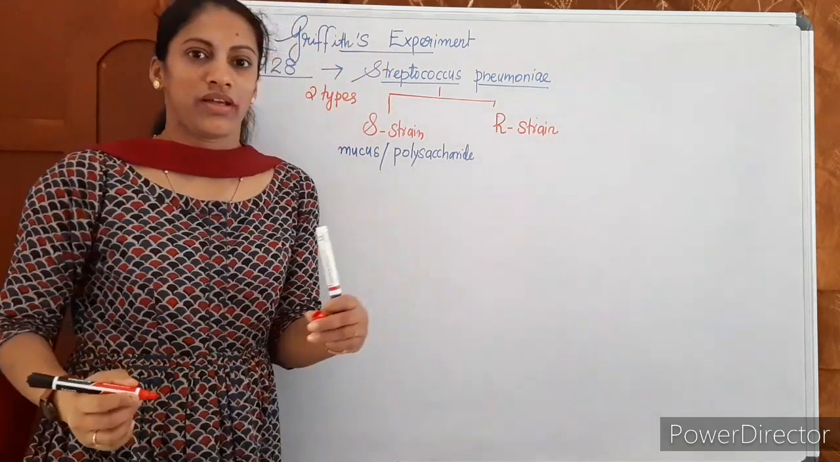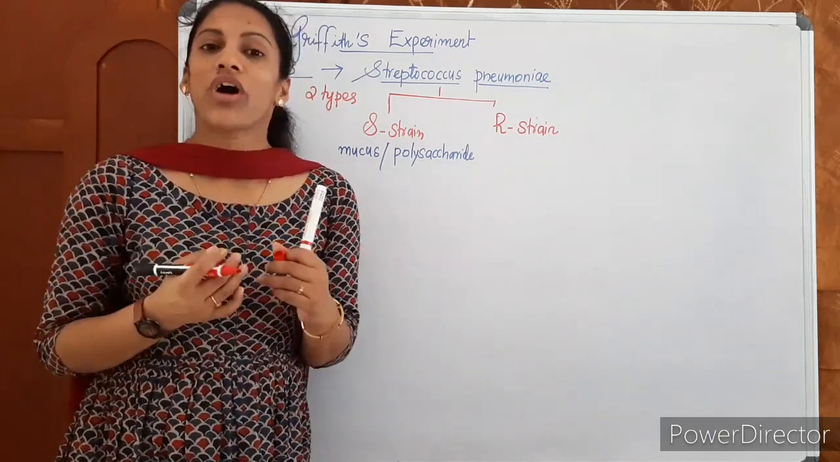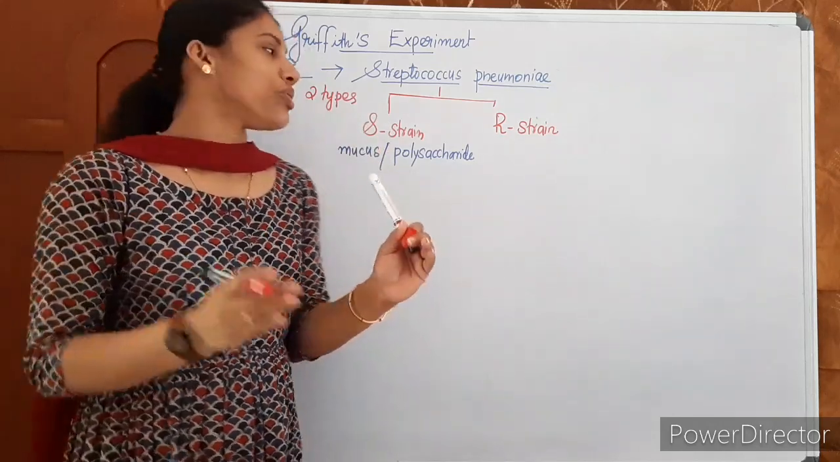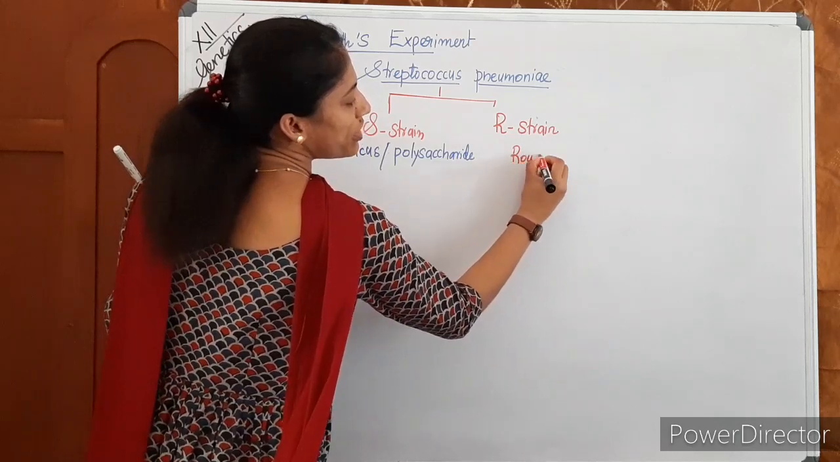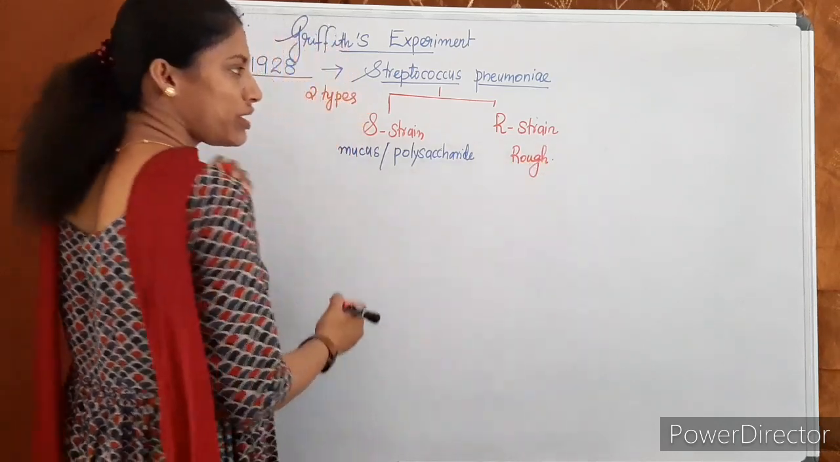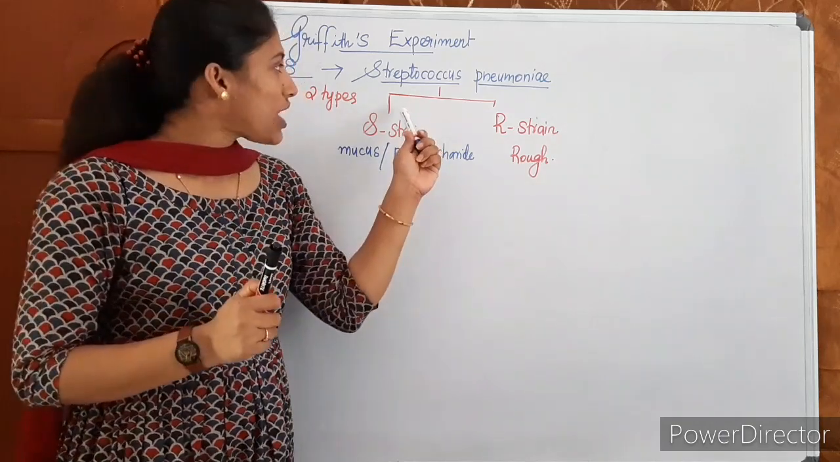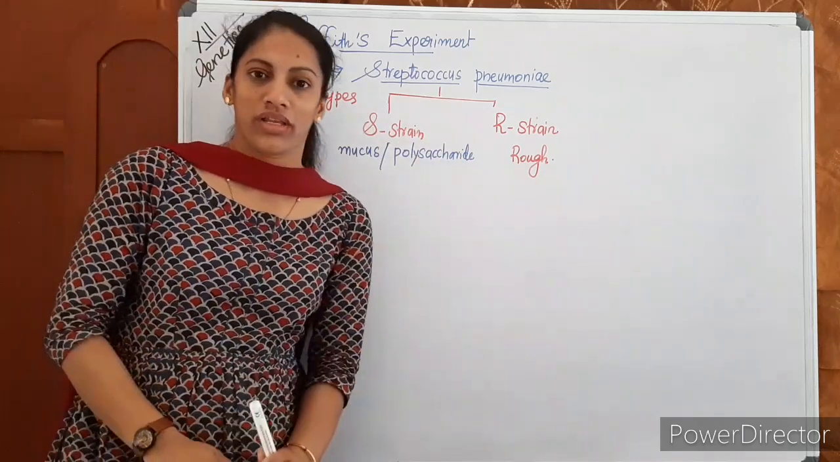What may be the reason? It is rough. It does not have a smooth, shiny polysaccharide coat. So this is without the coat, and this is the rough one, not the shiny or smooth one, and he named it the R strain. So Griffith found two types of strains for this bacterium, S strain and R strain.